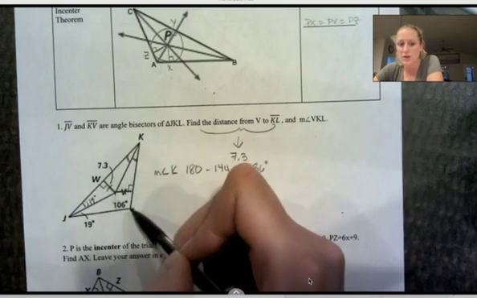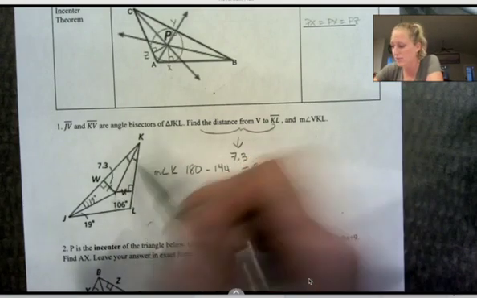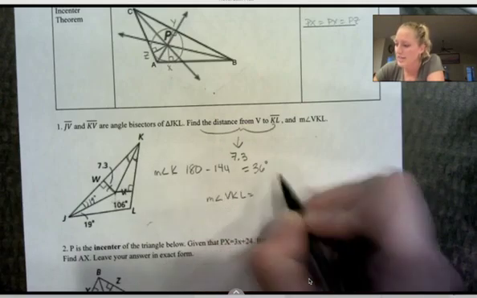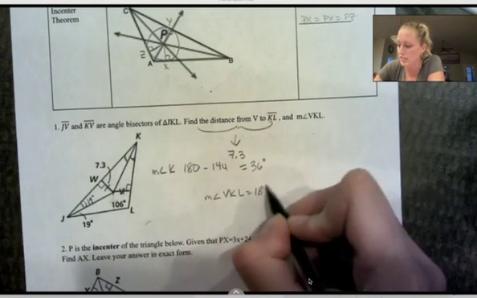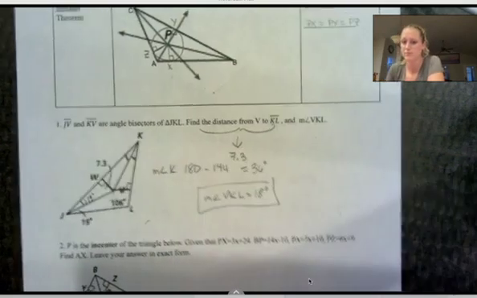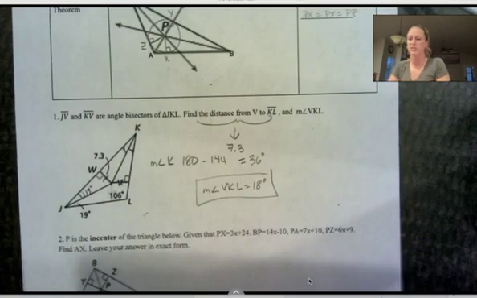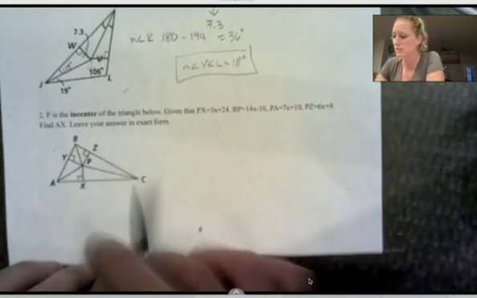Now, VKL is half of that. This angle is being bisected. So the measure of angle VKL is half of 36, which is 18 degrees. So again, using the theorem, but also just using our definition of bisect, and the triangle sum theorem in this case.